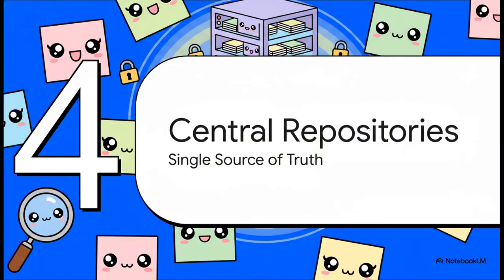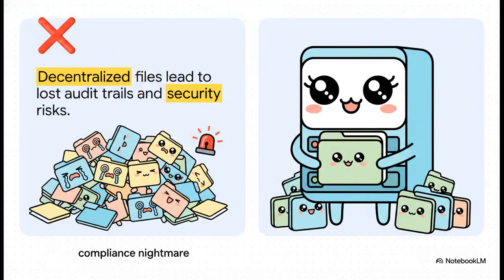Let's shift gears to Section 4, Centralized Document Repositories, or what we like to call the single source of truth. Having scattered files across a dozen different local drives and departments is a literal compliance nightmare. You lose audit trails, get confused about versions, and open yourself up to severe security risks. On the flip side, a centralized document management system, or DMS, acts as this beautifully secure, single source of truth. It handles the automated versioning, gives you strict role-based access, and allows for immediate retrieval.